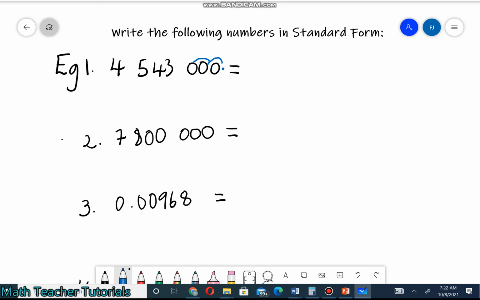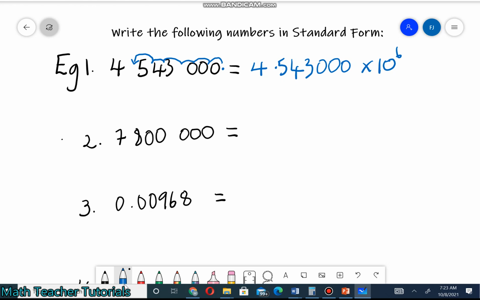1, 2, 3, 4, 5, 6 times to the left. So in standard form, 4,543,000 will be 4.543000 times 10 to the 6th power.